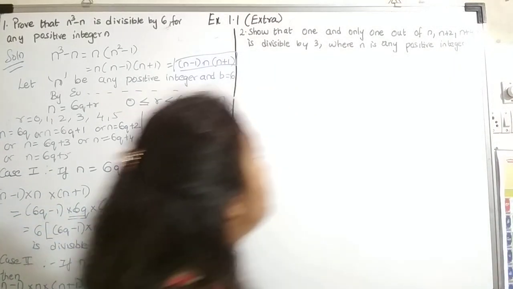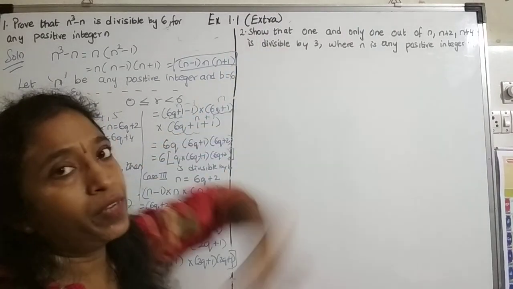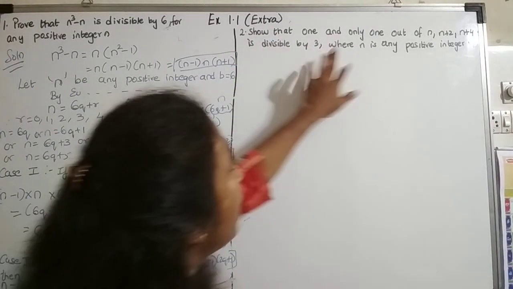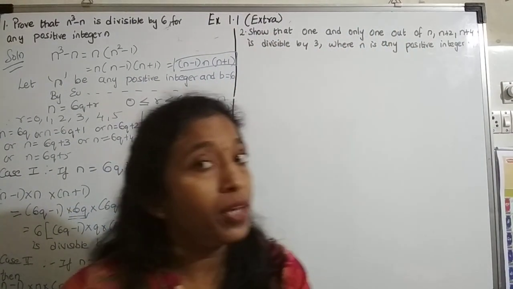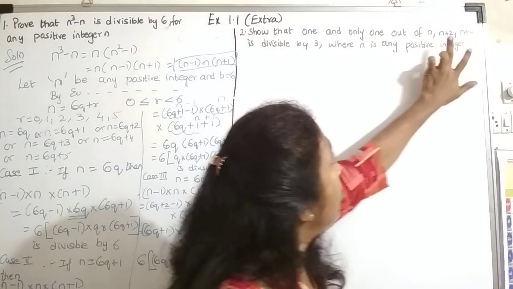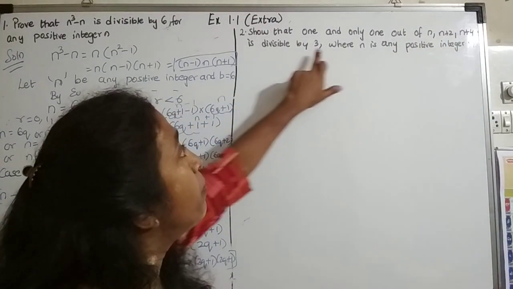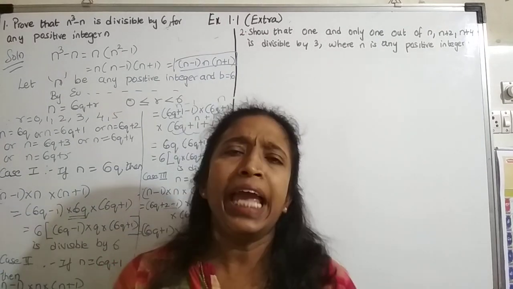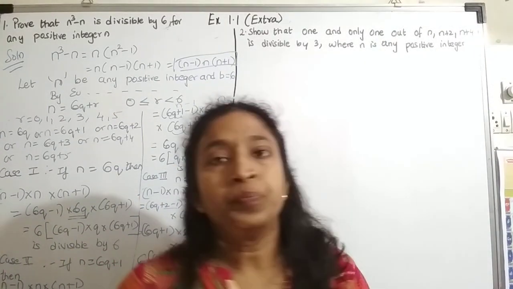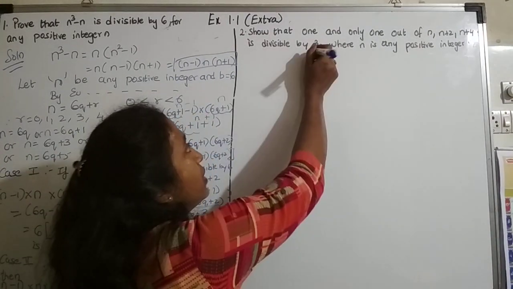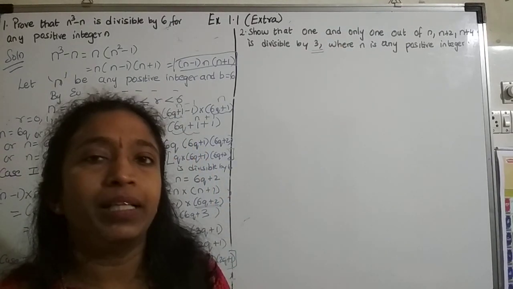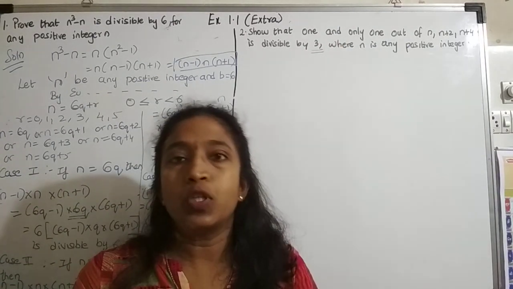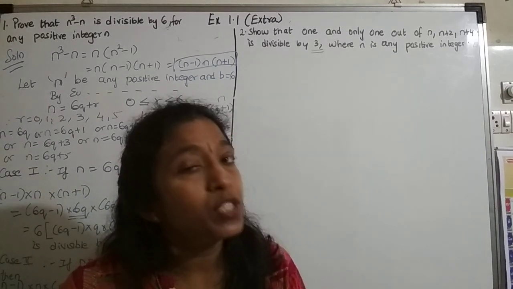Moving to the next sum. Here, this is also very important. Show that one and only one out of n, n plus 2, n plus 4 is divisible by 3, where n is any positive integer. So here b value is 3. We understood that it is divisible by 3. So b is 3, so there are 3 possible cases: n, n plus 2, n plus 4.